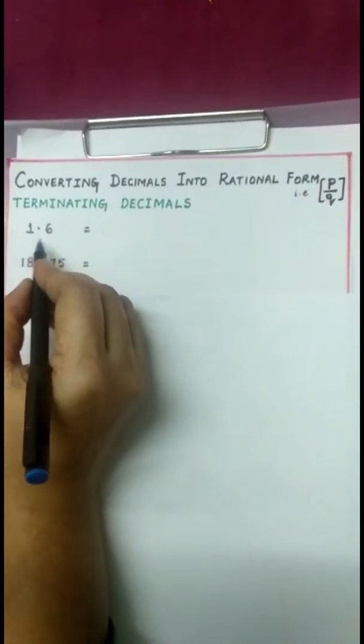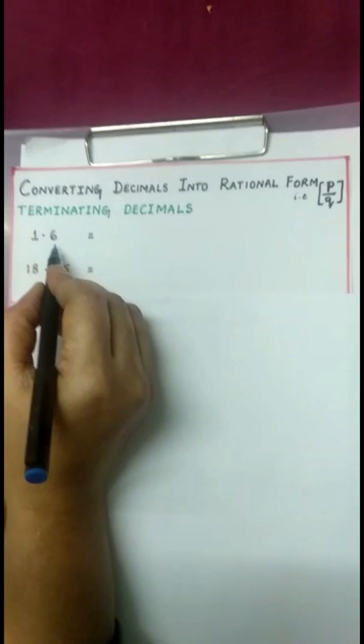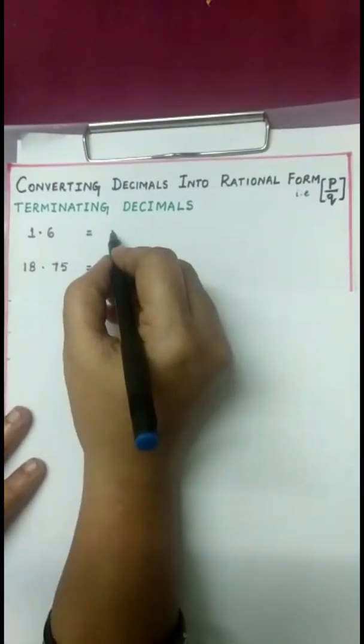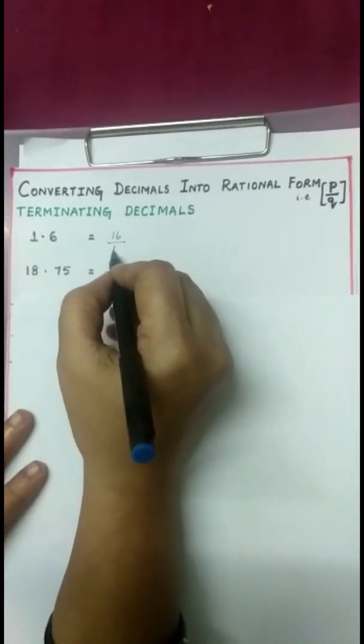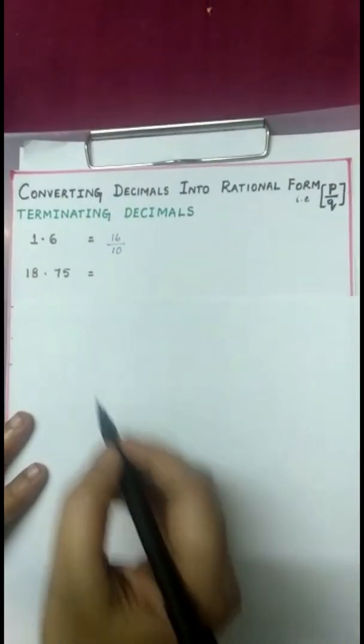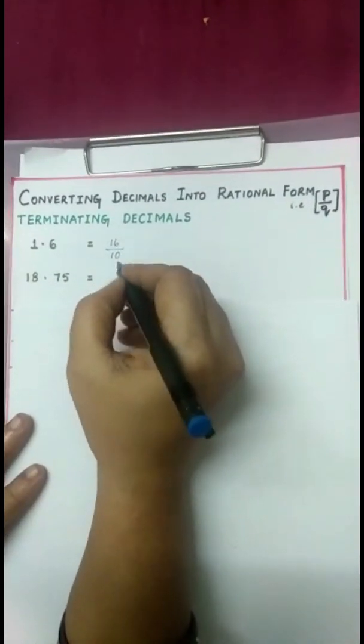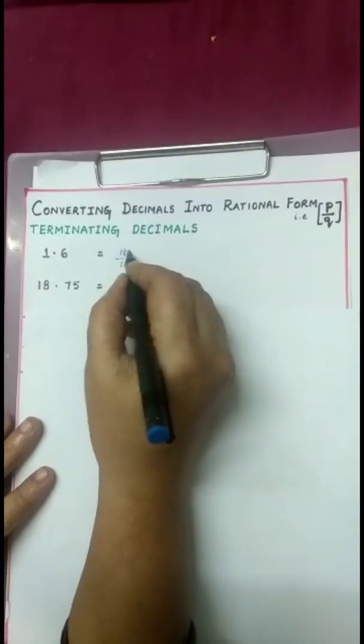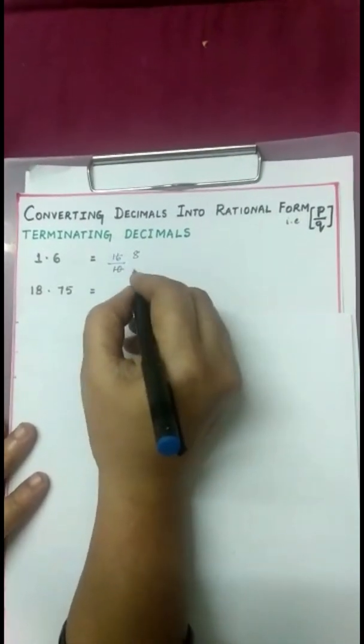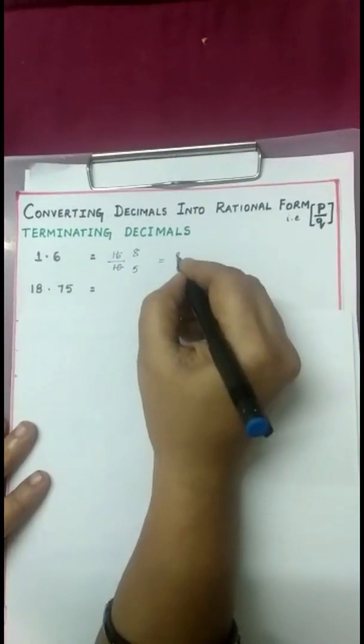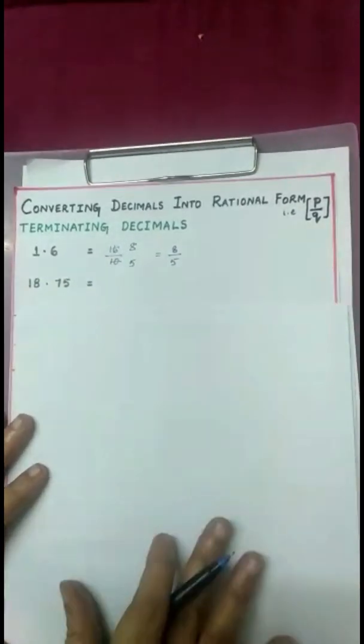Now here, as we have one place after the decimal, 1.6 can be written as 16 by 10. Now let us convert it into lowest terms. Here 16 and 10 have 2 as a common factor. 2 8s are 16, 2 5s are 10. So 8 by 5 is the solution of 1.6, which is in the form of p by q.